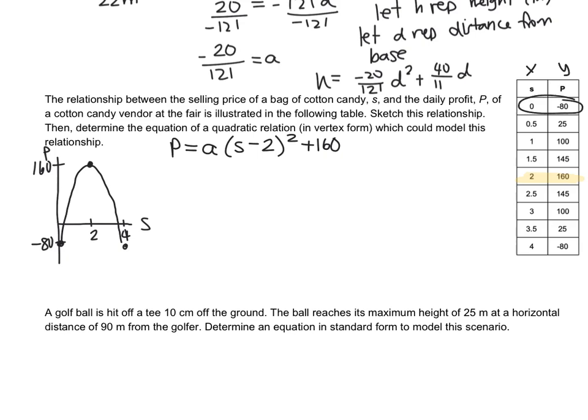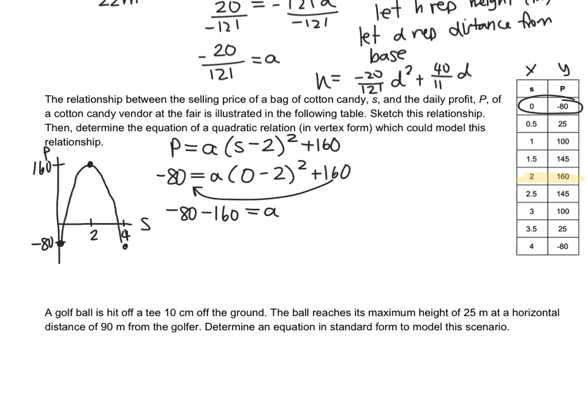I'm just going to pick this first point. So instead of the profit, I'm going to put negative 80. And instead of the selling price, I'm going to put 0. And remember, whenever you're dealing with vertex form, this optimal value is going to be brought to the other side. It's not going to get collected with the A. So I have negative 80 minus 160 equals, and now I'm going to do 0 minus 2, which is negative 2. Negative 80 minus 160 is negative 240.